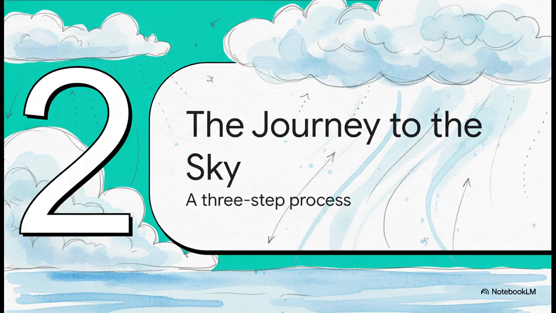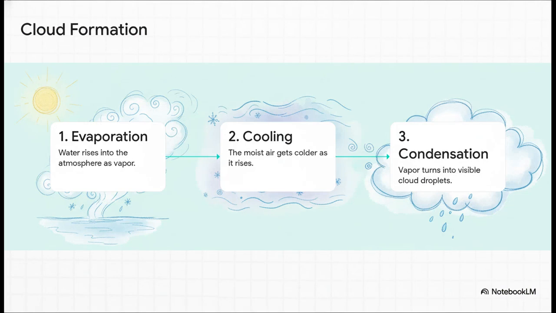It's basically a 3-step process that takes water from down here on the surface and turns it into those clouds we see way up there. And here they are, the big 3. Evaporation, which gets the water up into the air. Then cooling, which gets it ready to change. And finally, condensation, that's the magic moment when the cloud is actually born. So let's start with step 1.